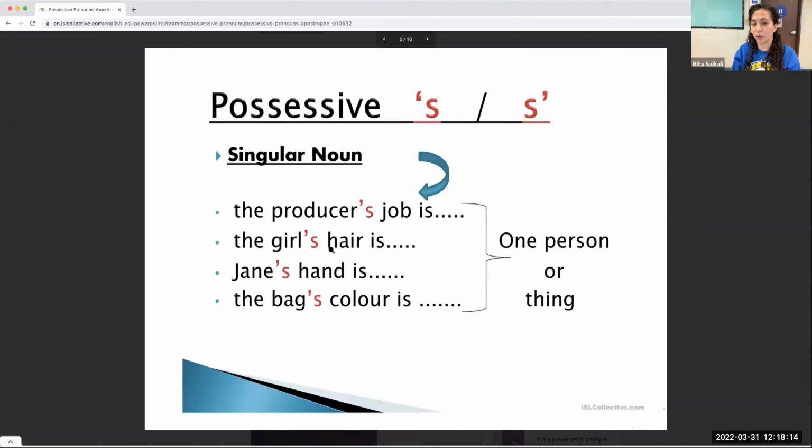So the girl's hair, whose hair is it? The girl. Jane's hand, whose hand is it? Jane. The bag's color, whose color is it? The bag. Okay, so when you see it in singular form, you see an apostrophe S, it's almost as if it is a possessive adjective, right? It's describing the kind of job, the kind of hair, the kind of hand, the kind of color. All right. So the apostrophe S shows possession. It shows it's for something.